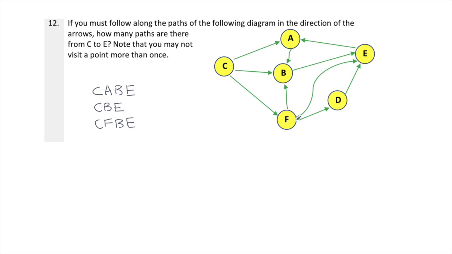Now let's take the second option at F and go straight to E. So the only option that goes through F and E first is C, F, E. Now let's take the third option and go to D. Once we're at D, we can only go to E. So the only option that goes through F and D first is C, F, D, E. These are the only 5 options, so the answer to this problem is 5.